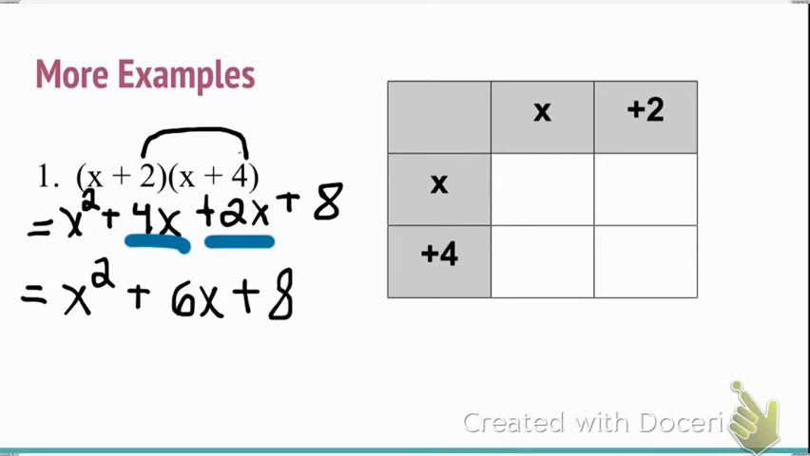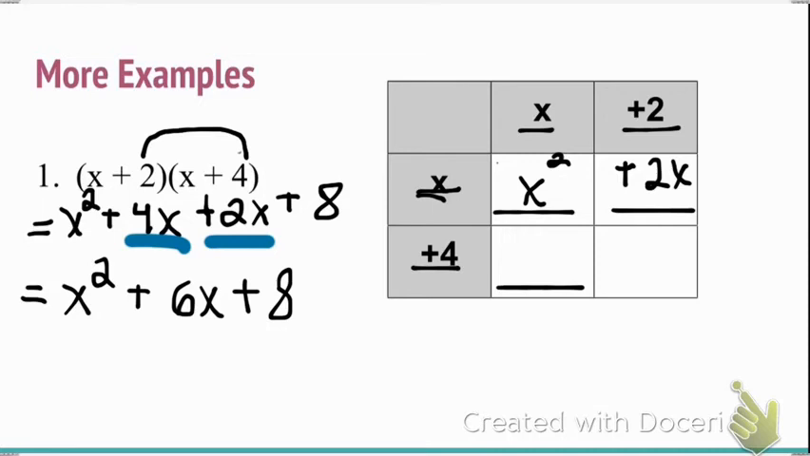So now the table method, I'm going to start off with this one. So I've got x times x. We add the exponents. I've got x squared. Then I'm going to work on this one. So I've got x times 2, so plus positive 2. So that's going to give me plus 2x. Then down here, I've got positive 4 times x. So that's going to be plus 4x. And then lastly is this one here, where I've got positive 4 times positive 2. So positive times a positive gives me positive 8.